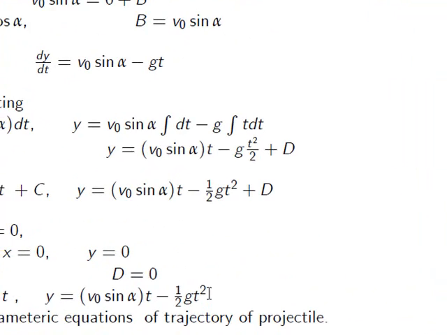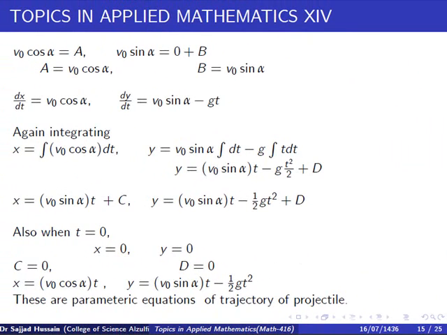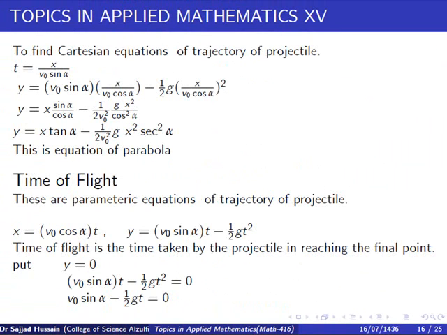In this equation, put the value of t from here: t is x over v naught cos alpha, and in the square term, x over v naught cos alpha squared. First x, v naught is cancelled with v naught, remaining is sin alpha divided by cos alpha, minus 1 by 2 g x square over v naught square cos square alpha.